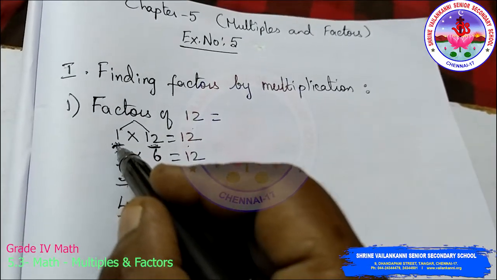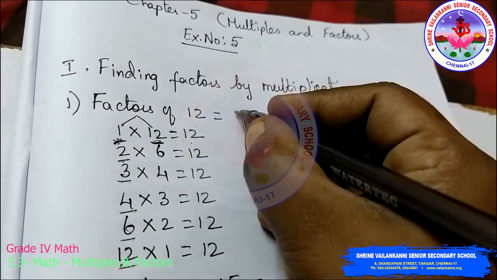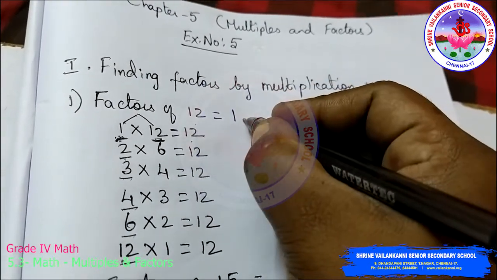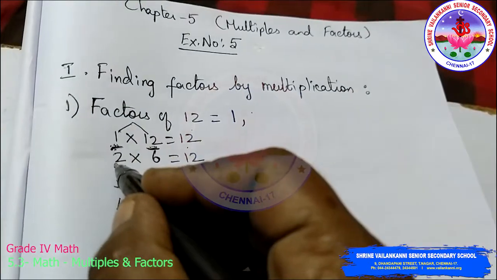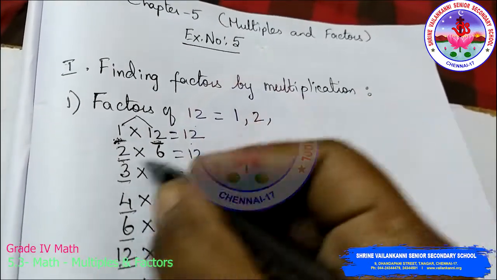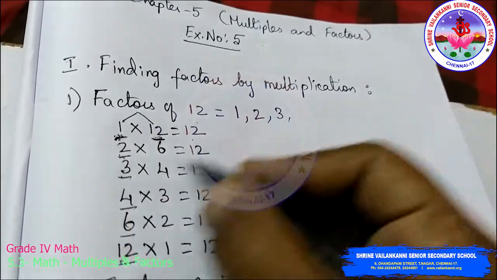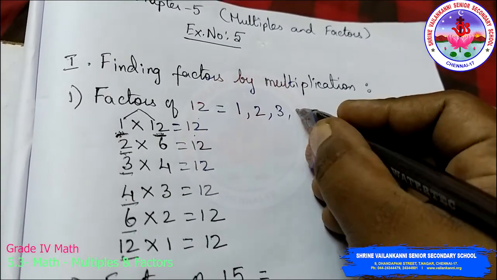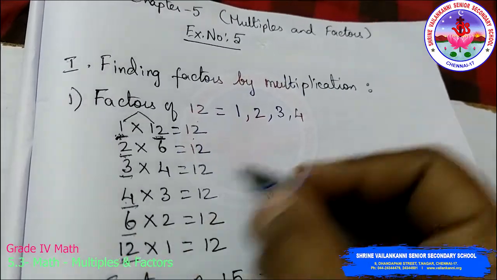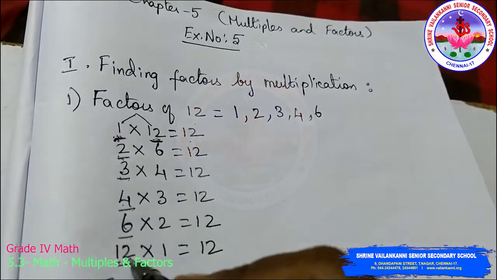Here I am going to write it as 1, then 2, 3, 4, 6, then 12.